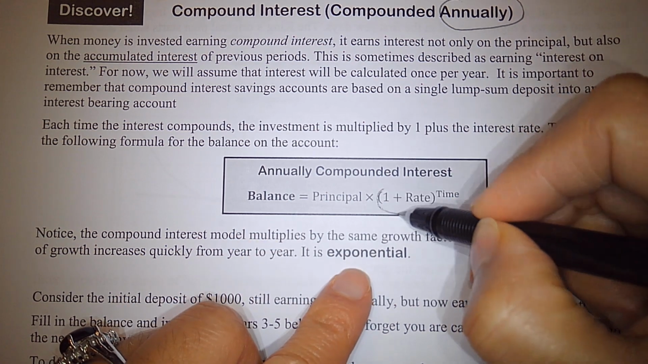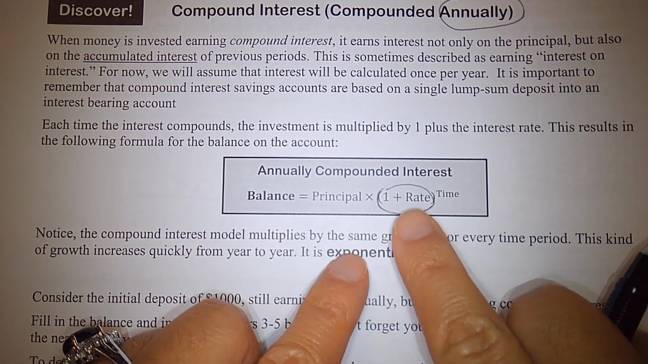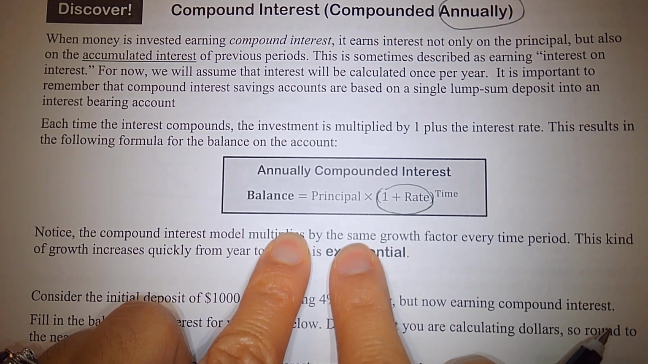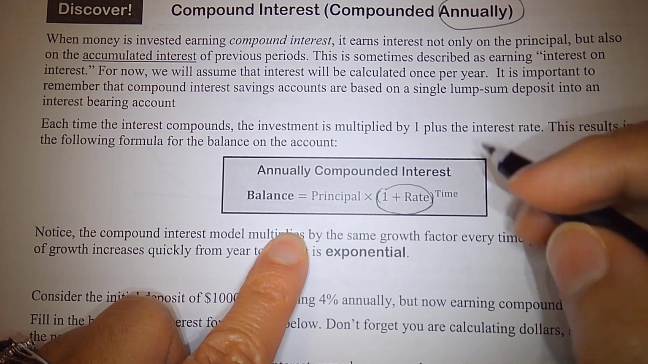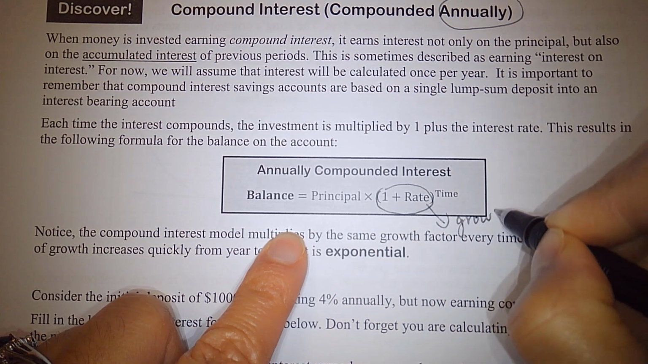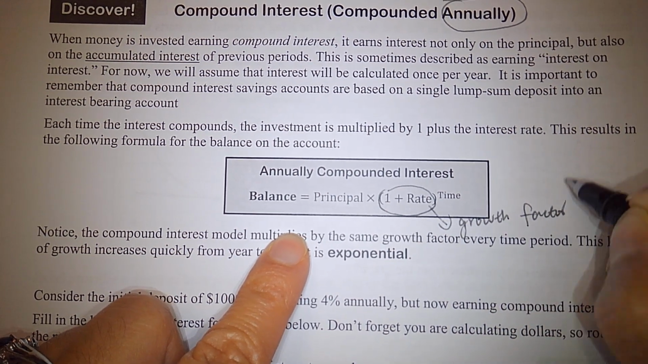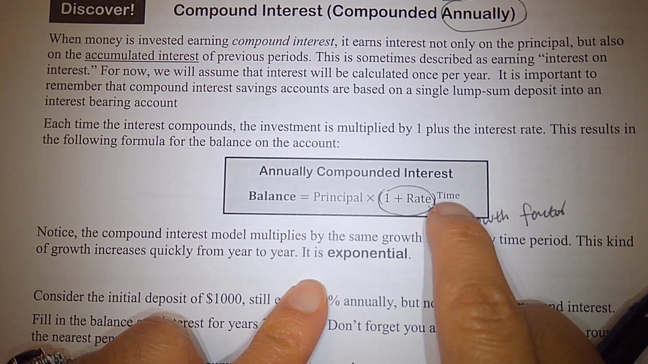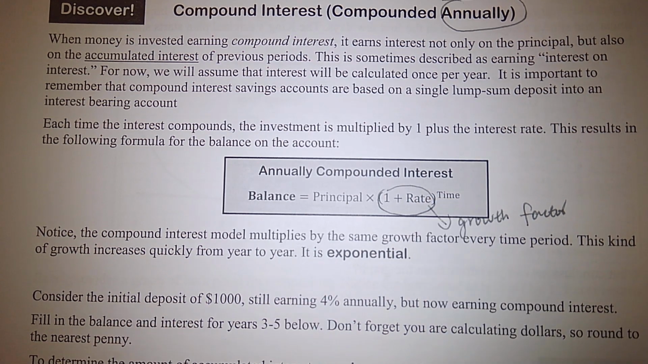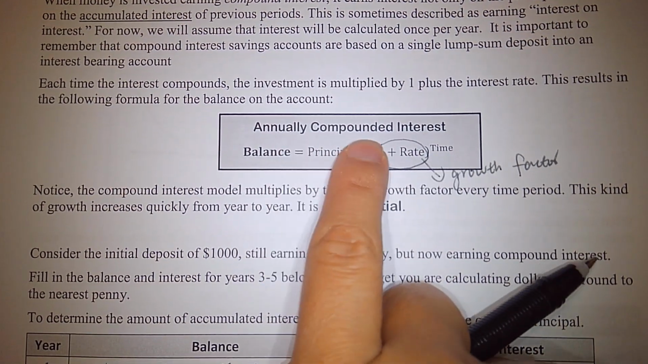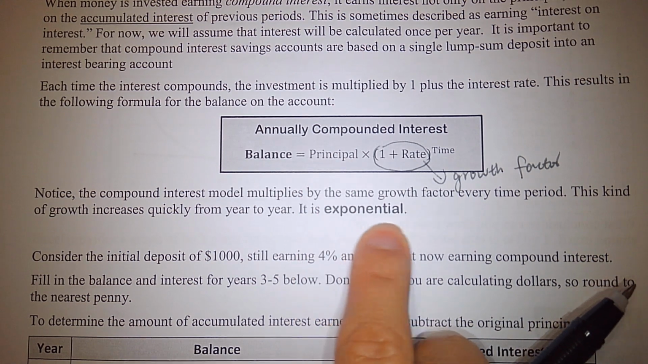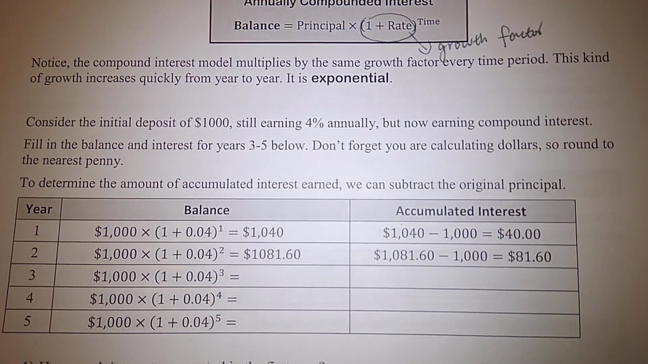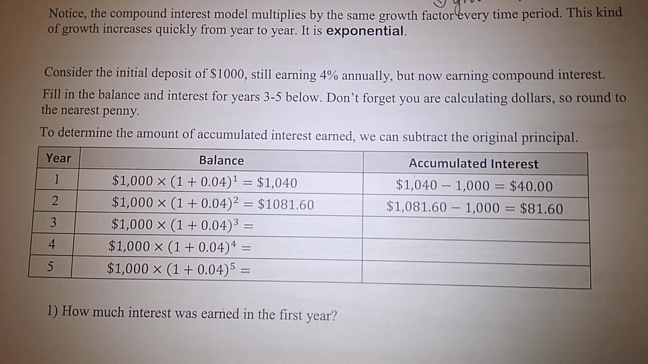What is 1 plus percentage change? This gives us what? Growth factor, right? So that's why I said the compound interest model is multiplied by the same growth factor. 1 plus rate, this is a growth factor. And then to the time period. And then this time must be in what? In years, okay? And this model, compound models, this model is exponential, okay? All right, so now let's look at an example directly, so hopefully that will help us to understand this model better, okay?